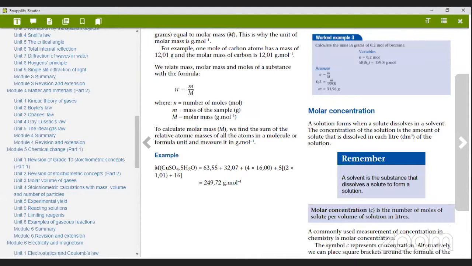So basically, we also have, yes, mass in grams equals the molar mass. That is why the unit of molar mass is grams per mole. Okay, we worked out an example thereof, and then we got to the molar concentration.